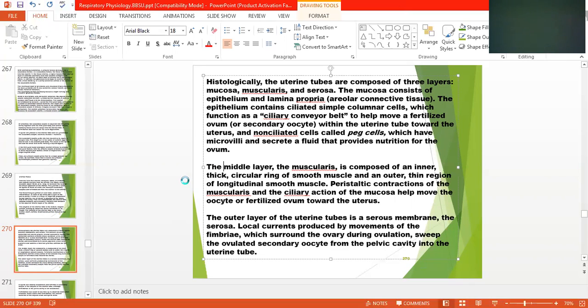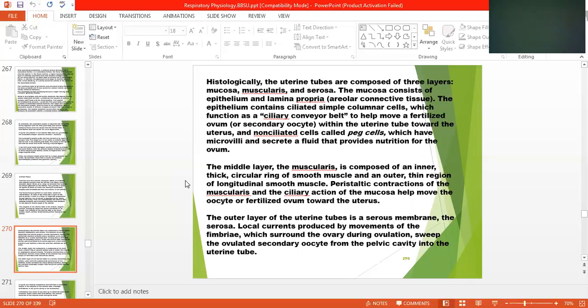The middle layer, the muscularis, is composed of an inner thick circular ring of smooth muscle and an outer thin region of longitudinal smooth muscle. Peristaltic contraction of the muscularis and the ciliary action of the mucosa help move the oocyte or fertilized ovum towards the uterus. The outer layer of the tube is the serous membrane, the serosa.